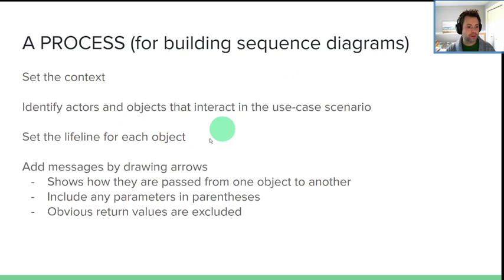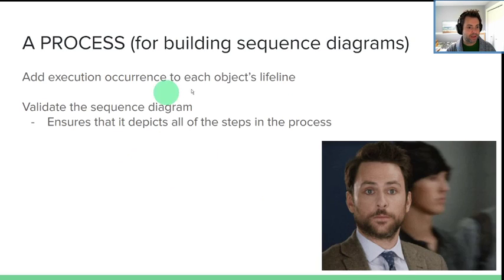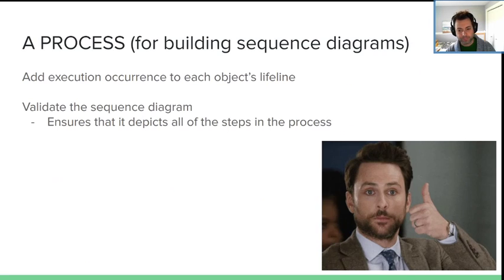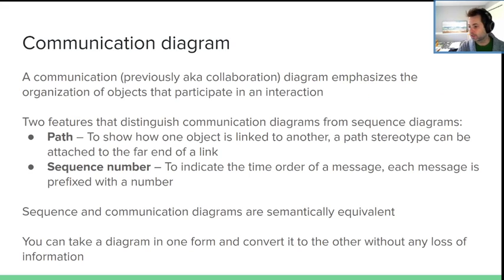So we left off here with the process, and what we're going to do next is talk about the other side of things. Sequence diagrams are one of our behavioral diagrams, right? We're showing behaviors, we're showing timing. Another type that we can use is the communication diagram, also called the collaboration diagram.